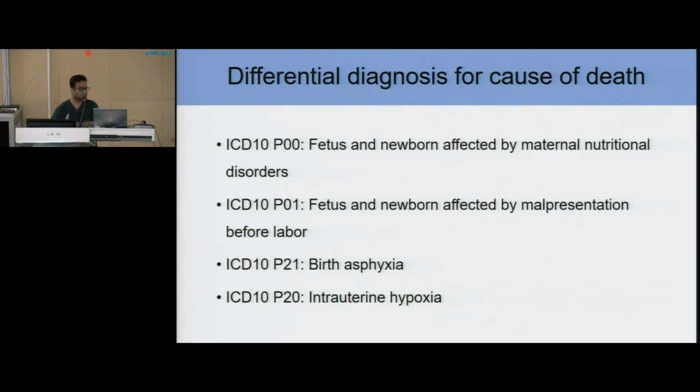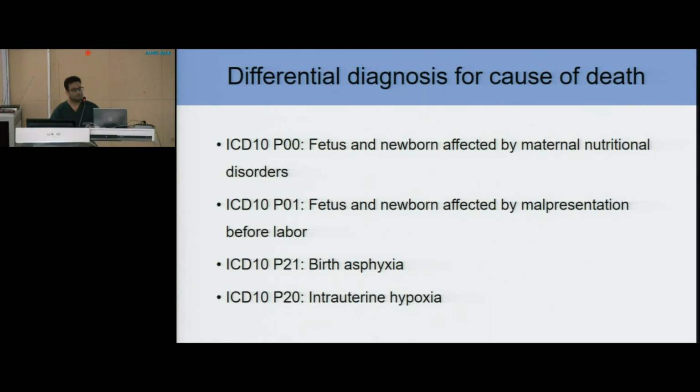So for differential diagnosis for the cause of death, we found these are the probable causes of death that could have given rise to the condition. First, ICD-10 P00. It's fetus and newborn affected by maternal nutritional disorder. Actually, we have ruled out this because though the mother was severe anemic throughout her pregnancy, we have seen USG findings. There was no sign of IUGR or low birth weight or preterm delivery. So we have ruled out this.